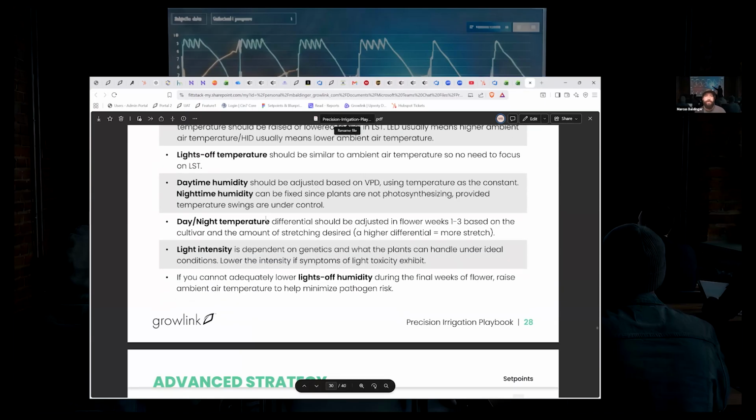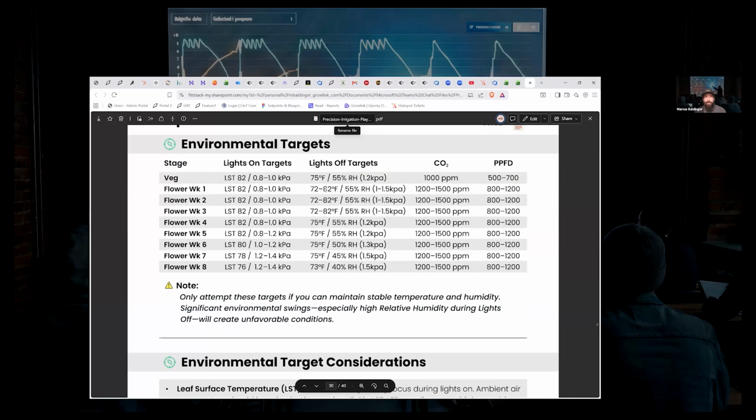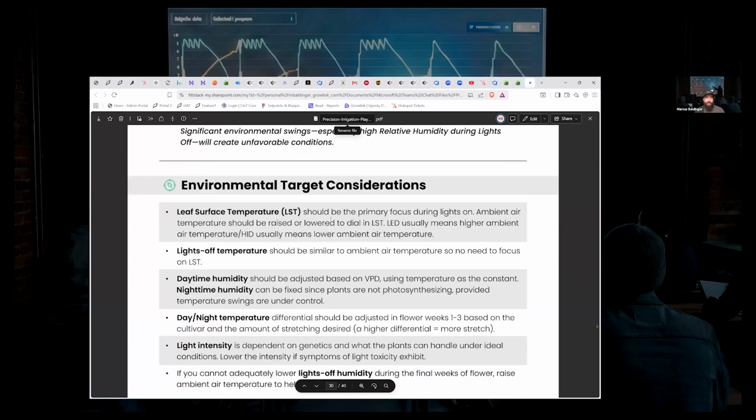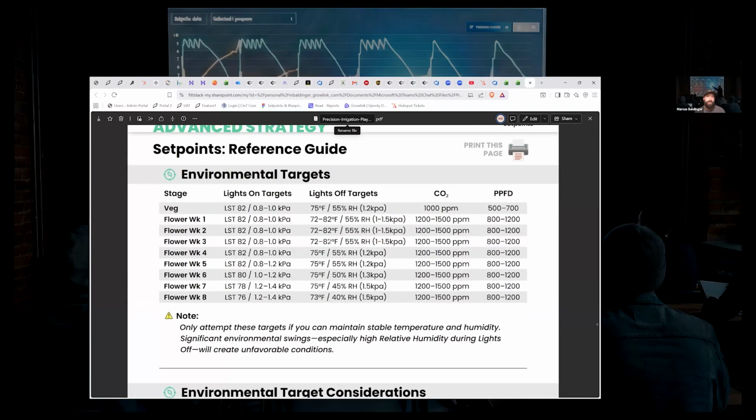And then day-night temperature differentials. As you can see up here, lights off, I have a range. Daytime range is always the same. Nighttime, for weeks 1 through 3, it goes 72 to 82. That's a 10-degree range there. I do that because I use it to help control the amount of stretch. Typically, what we find is during those first 3 weeks during stretch, the higher your differential is, the more stretch you're going to have, and the lower your differential is, the less stretch.